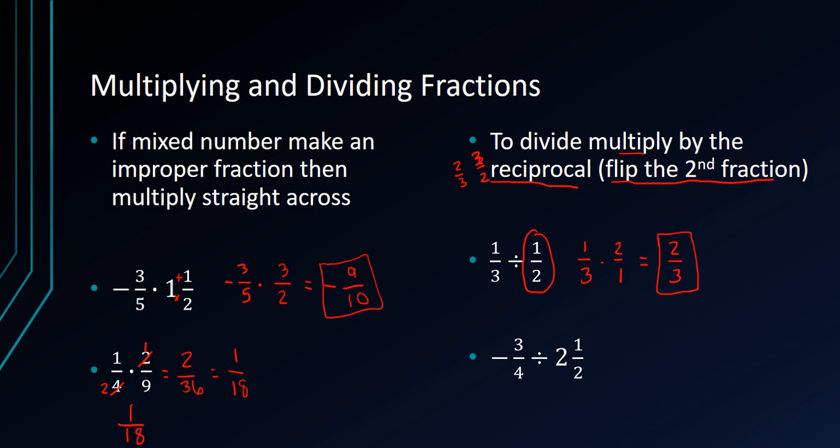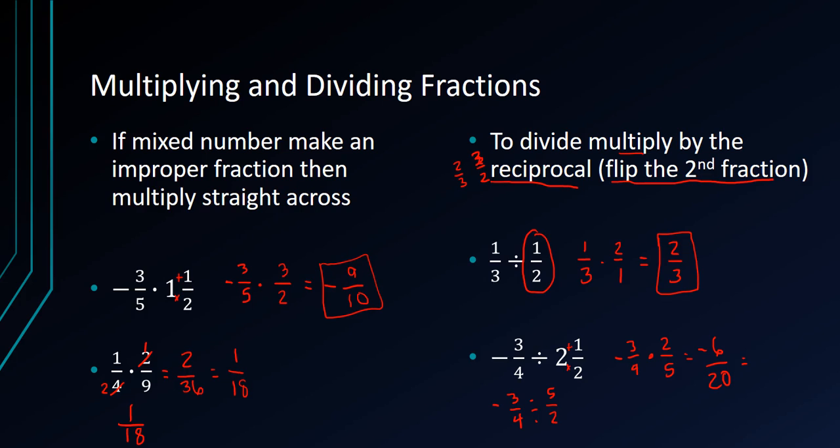Again, if there's an improper fraction, if there's a mixed number, we want to make that an improper fraction before we do anything else. So 2 times 2 is 4, plus 1 is 5, so I have 5/2. So we need to do that so we actually know what the reciprocal is. We can't do the reciprocal of a mixed number. So we got negative 3/4 times the reciprocal of 5/2, which is 2/5. And then I can multiply straight across. Negative 3 times 2 is negative 6. And 4 times 5 is 20.